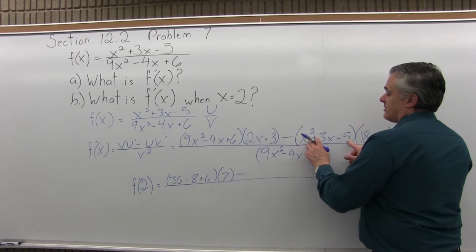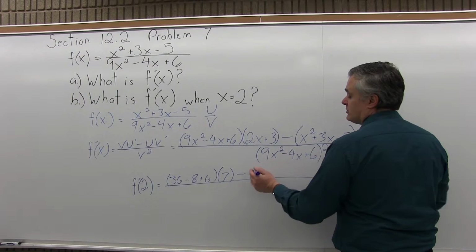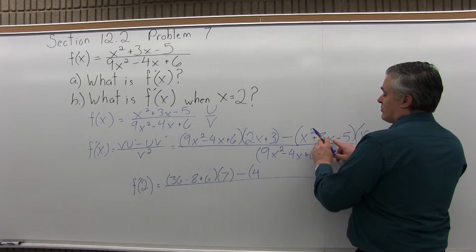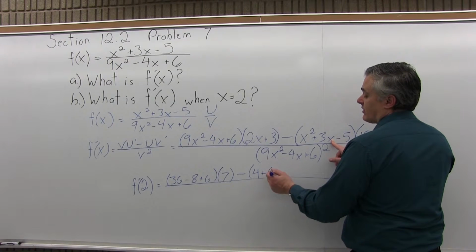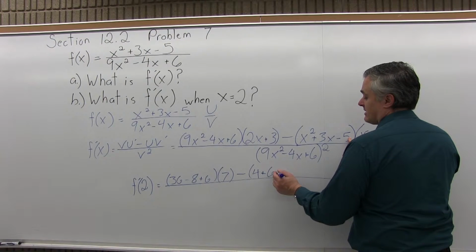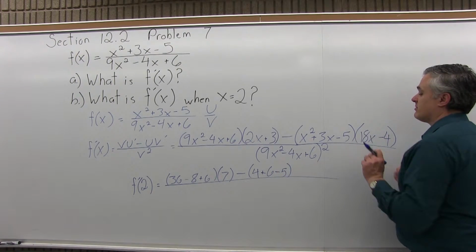And now, in this parenthesis, everywhere I have an x, I'm going to put in a 2. X squared becomes 2 squared, 2 times 2, so that's 4. 3x, or 3 times x, becomes 3 times 2. When I put in a 2 for x, 3 times 2 will give me a 6. And then there's a minus 5 at the end of that. I'll close those parentheses. One more set of parentheses here.